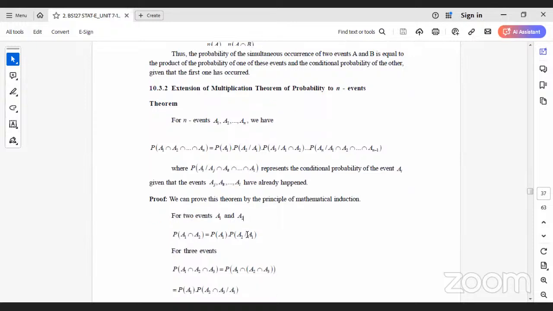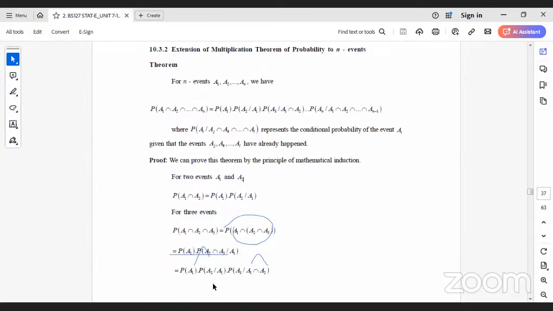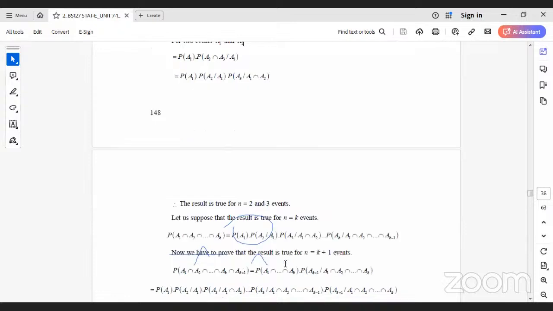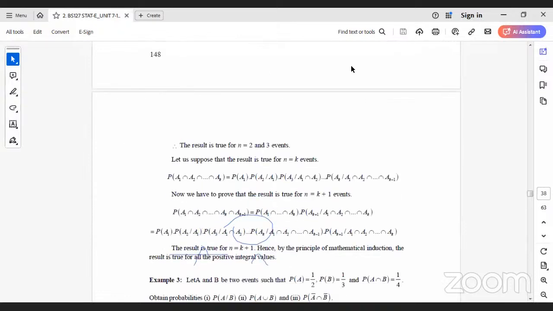We are taking two events, A1 and A2. P(A1 intersection A2), we write here P(A1) into P(A2 by A1). For three events, A1 intersection A2 intersection A3, we write P(A1) dot P(A2 by A1) dot P(A3 by A1 intersection A2). The result is true for n equal to 2 and 3 events.